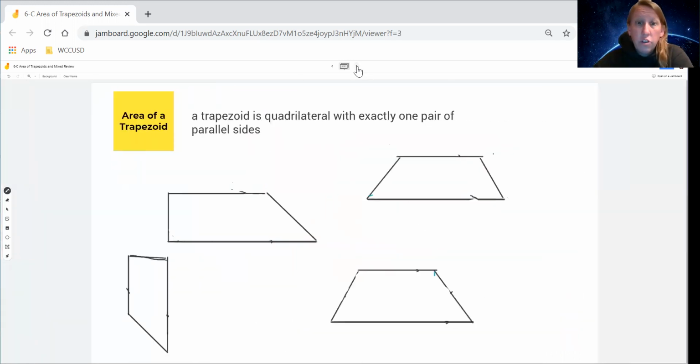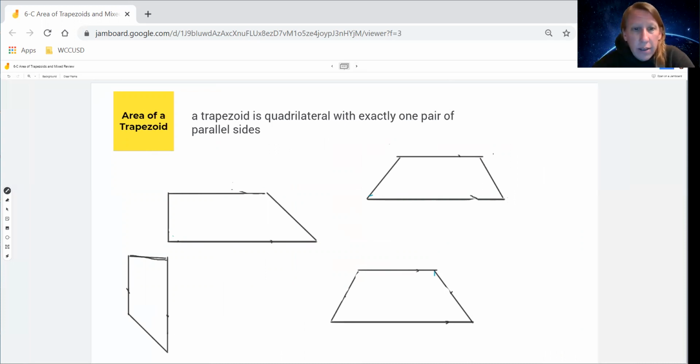Now we're going to do trapezoids. So what is a trapezoid? Trapezoid is a quadrilateral with 1 pair of parallel sides. In England, they call it something different, which is weird because we both speak English, but they have a different name for this shape.